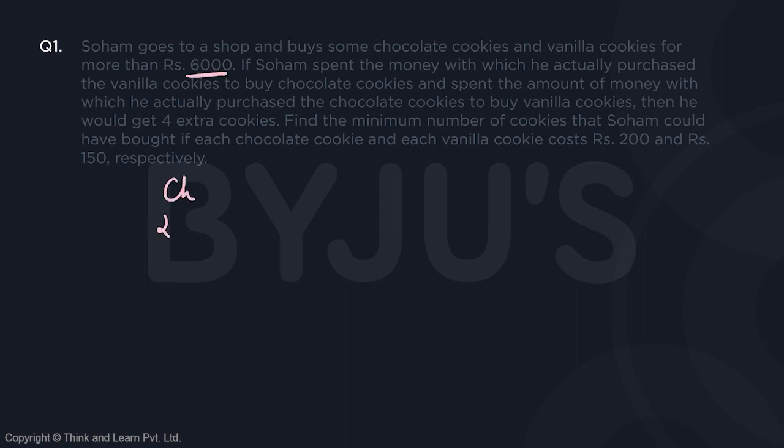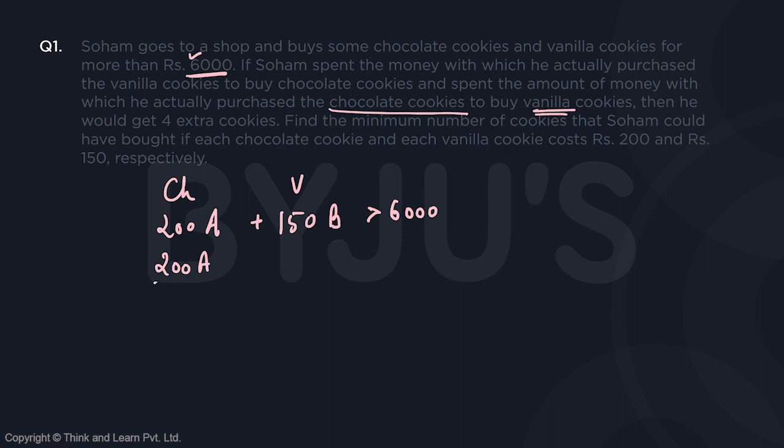Each chocolate cookie is 200 rupees, each vanilla cookie is 150 rupees. Let us say he purchased A chocolate cookies and B vanilla cookies. So can I say 200A plus 150B should be greater than 6,000, because the total amount spent by him is more than 6,000. Now the amount spent on chocolate cookies is 200A. With this amount he purchases vanilla cookies, and each vanilla cookie is 150 rupees. So 200A divided by 150 is the number of vanilla cookies he'll get out of this amount.